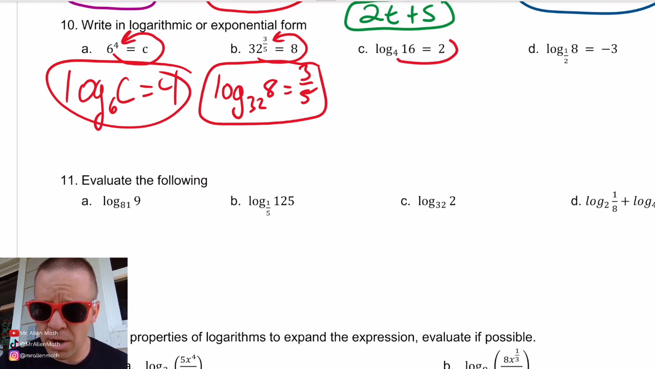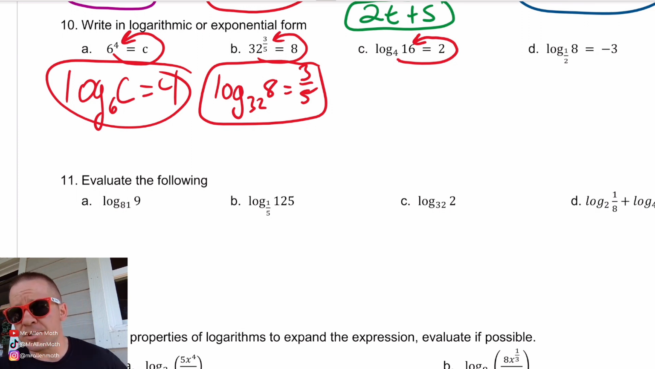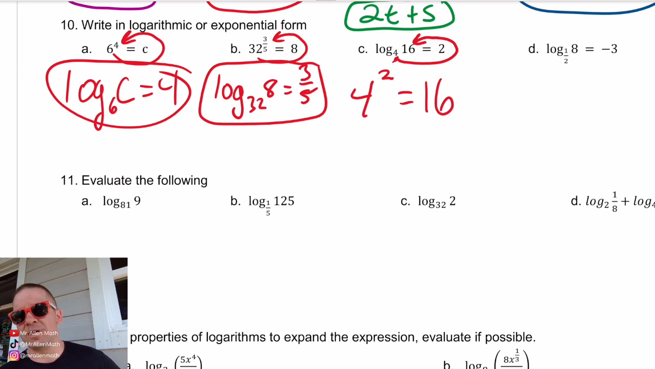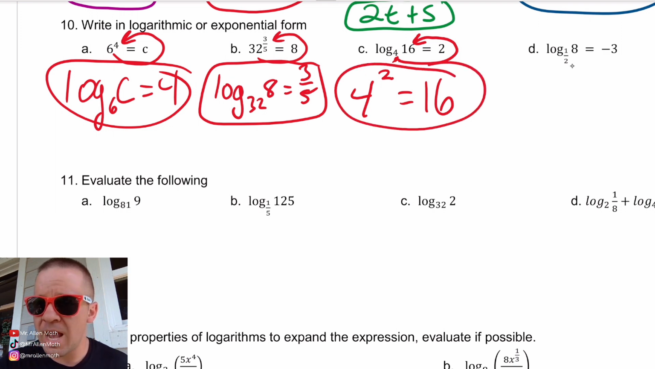All right, next one here. Log base 4 of 16 equals 2. We can do 4 raised to the second equals 16, right? We start at the 4. The base is always the base. Pass by the 2 to get the exponent there equals 16. That is exponential form.